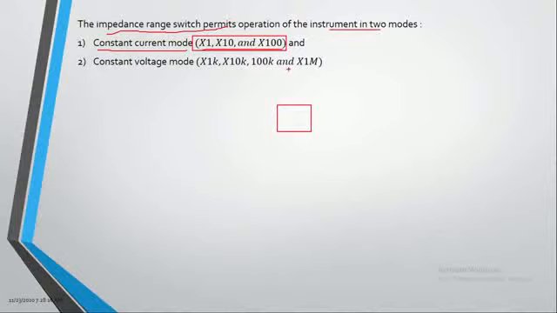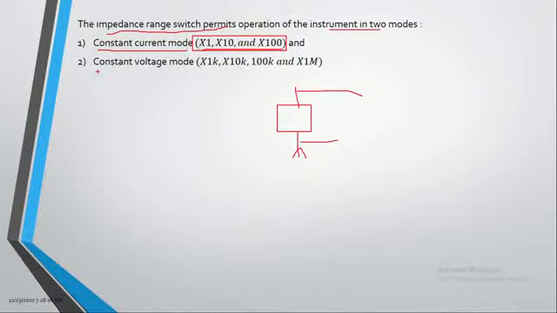So this is the unknown element, and there are two ways to calculate its impedance. One is applying the current and calculating the voltage drop across the capacitor and taking the ratio between them. The other is applying the voltage across the unknown element and calculating the current passing through it. In constant current mode, we apply the current, calculate the voltage drop across the unknown element, and take the ratio between them to easily get the impedance.